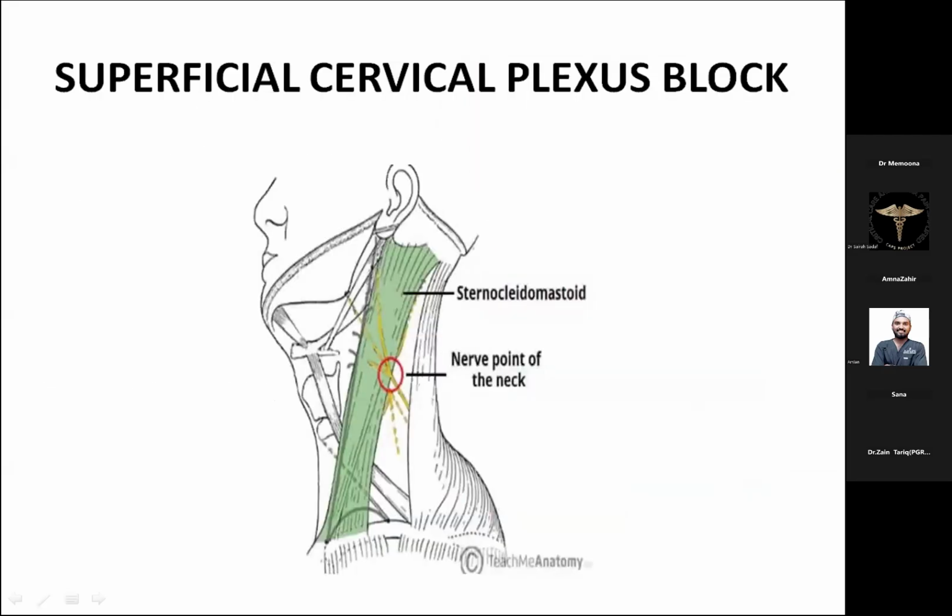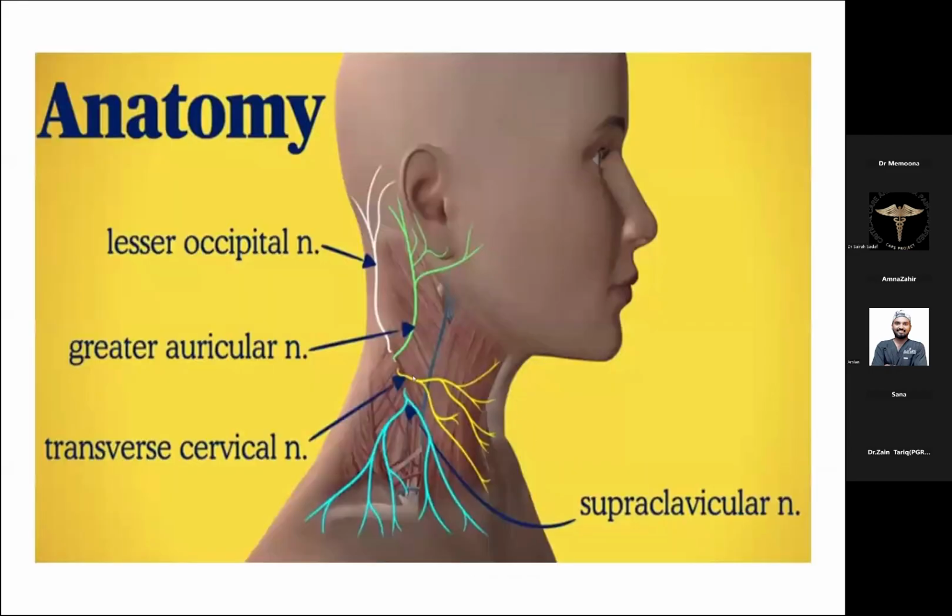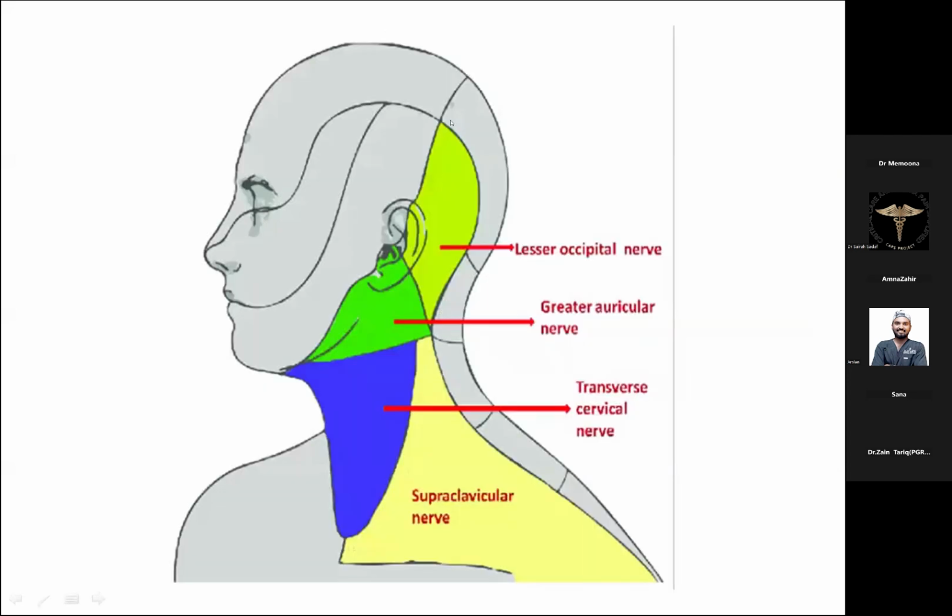Another approach is to do a superficial cervical plexus block. What it does is that with a single injection, it helps us to block the lesser occipital as well as the great auricular nerves. So both these nerves are blocked, giving us the anesthetizing of this whole region of the lateral scalp behind the ear. Again, this picture shows that this whole area is going to be blocked by superficial cervical plexus injection.